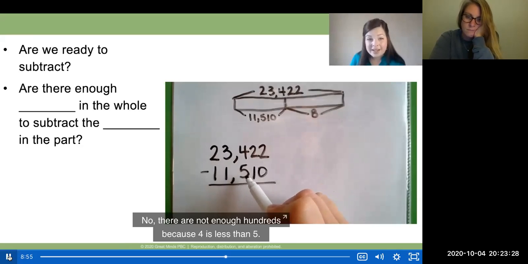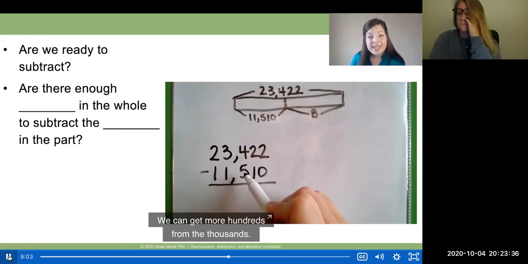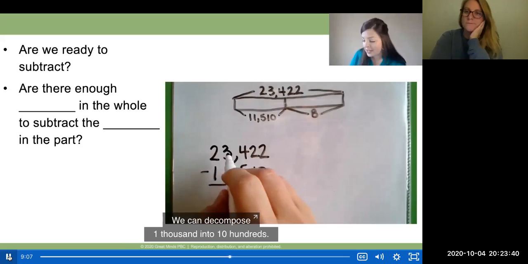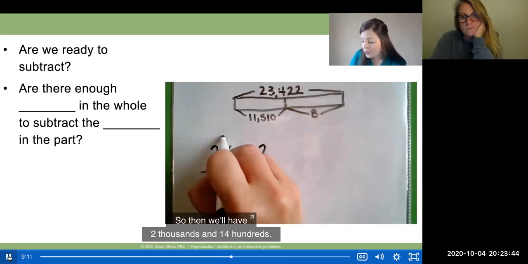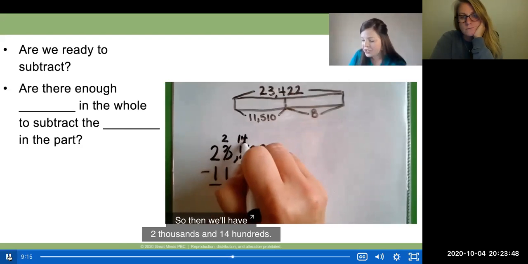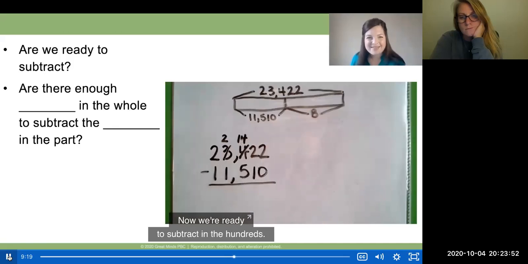No, there are not enough hundreds because 4 is less than 5. So where can we get more hundreds? We can get more hundreds from the thousands. We can decompose 1,000 into 10 hundreds. So then we'll have 2,000 and 14 hundreds. Now we're ready to subtract in the hundreds.